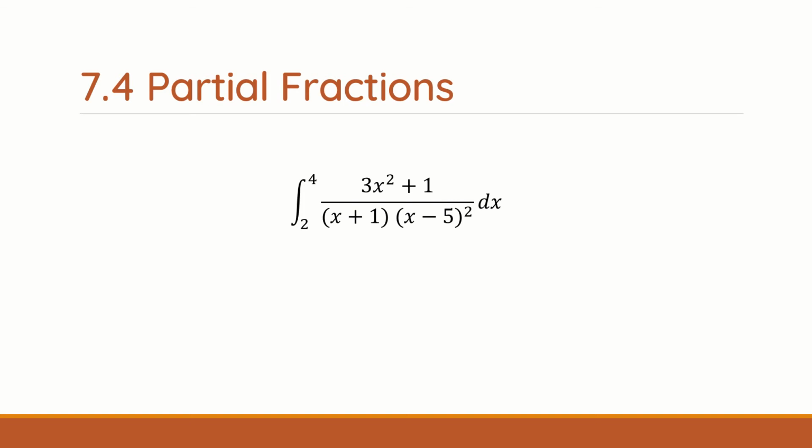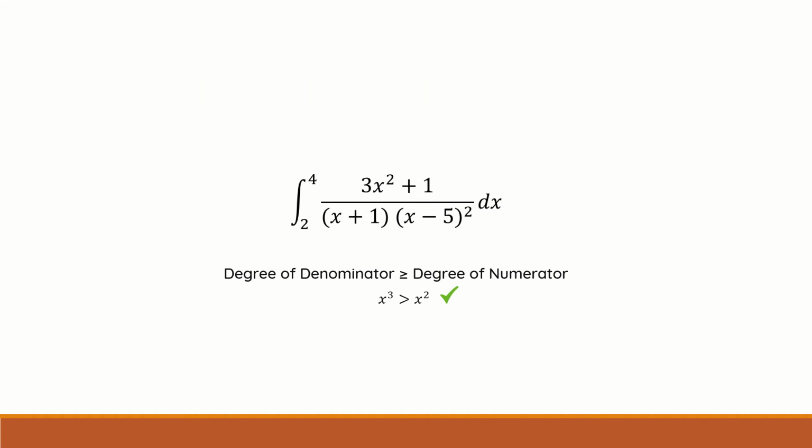Our next task would be to assess the degree of the denominator versus the degree of the numerator. Here we can see that the degree of our denominator is x cubed, the numerator is x squared. That means the degree of our denominator is in fact greater than the degree of our numerator. If the numerator degree had been larger, we would need to move forward with long division of the polynomials, but in this case we can move forward, which is very convenient.